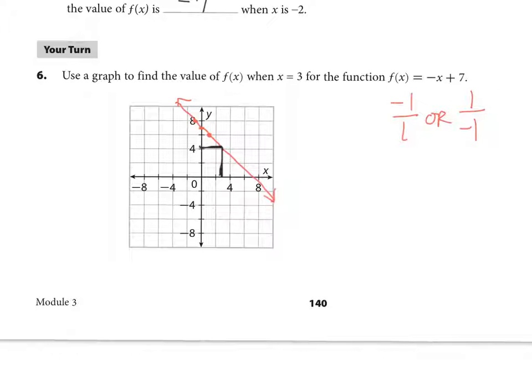I drew a vertical line at x is 3, found where it hit the function, then drew a horizontal line across, and that is at the value of 4. So for this particular problem, f of 3 is equal to 4. When x is 3, the value of the function is 4.